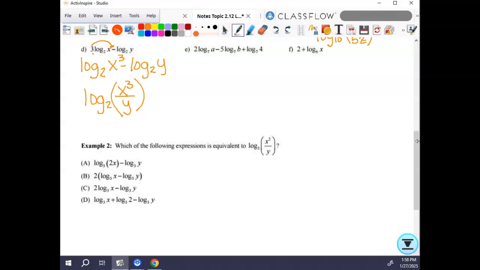All right, now let's look at E. What do I need to take care of first? The 2 and what? The 5. Good. So this is going to give me log base 7 of a squared. Now that's a minus 5, but I leave the minus here and the exponent is positive. So minus log base 7 of b to the 5th plus log base 7 of 4. Go ahead and see if you can condense that without overthinking anything.